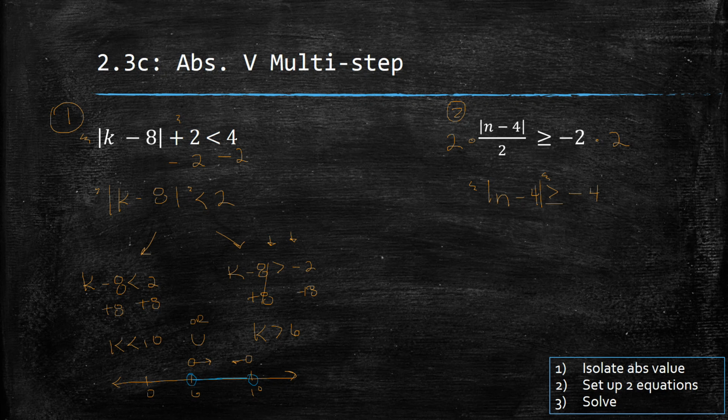Nothing on the left, nothing on the right, so we can go ahead and split it up into our two equations. You have your positive side over here, so we have n minus 4 is greater than or equal to negative 4. And then we have our negative side over here. n minus 4, you have to flip that inequality and change the sign, positive 4. This becomes a positive over here because the negative and the negative make it a positive.